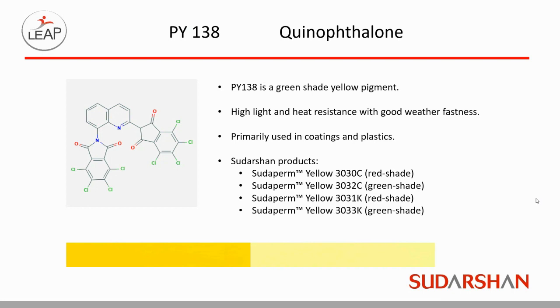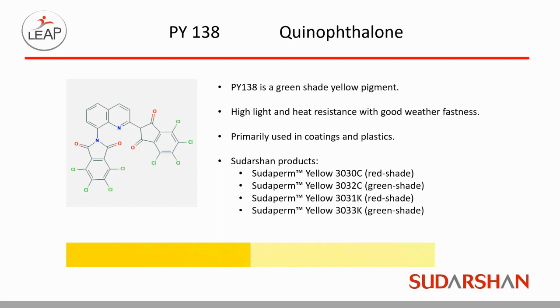Shan, when we built the plant, we wanted to make sure that we offered products to fill the entire color space. So because we are backward integrated all the way through, we're able to offer both a red shade and a green shade version for the coatings and plastics application areas.